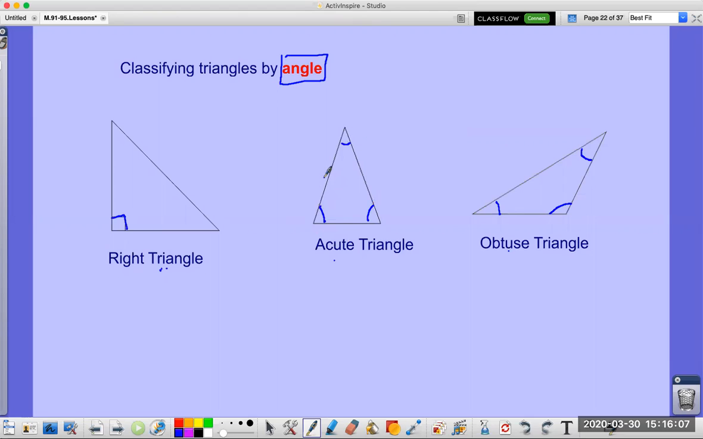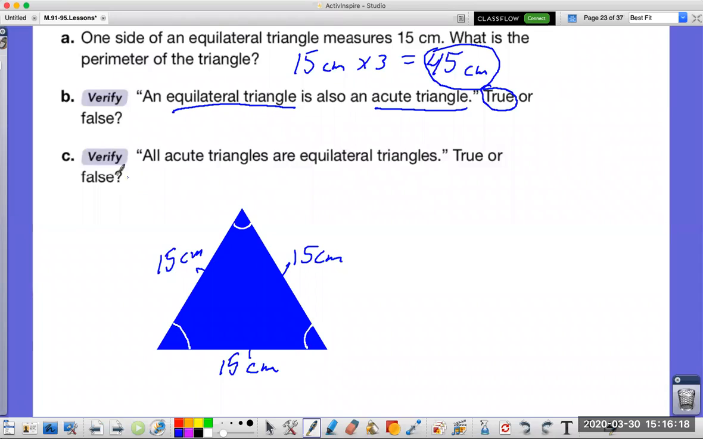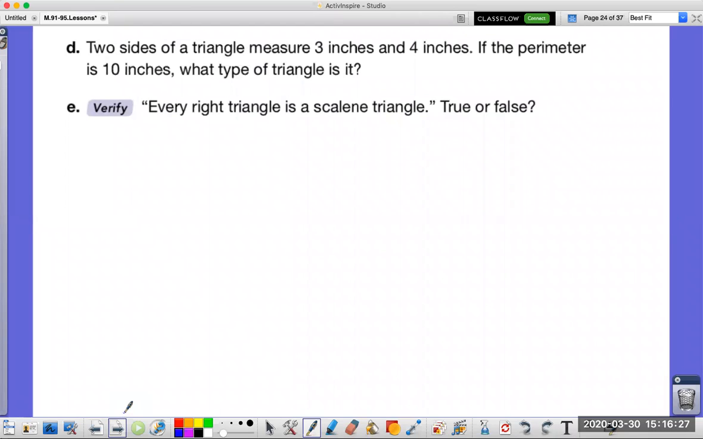Now you have to determine, are all the sides the same? No. This acute triangle is not an equilateral triangle. So the answer to this one would be false. All acute triangles are not equilateral triangles. It would not work. How about this one?